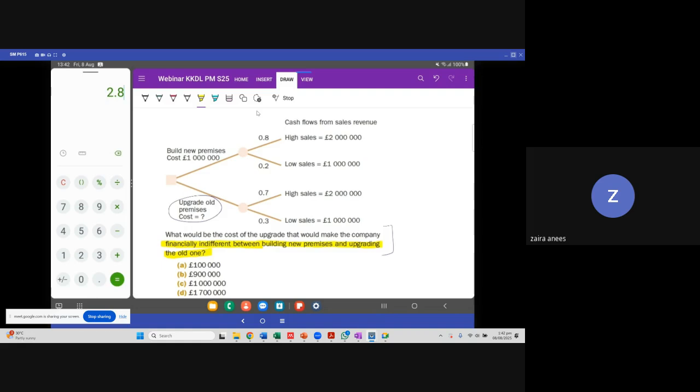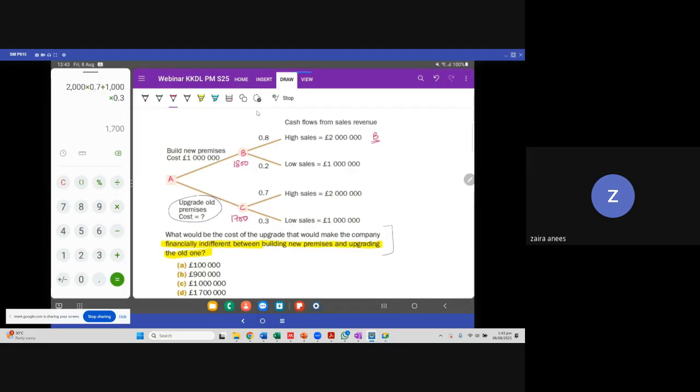See, there are point A, point B, and point C. At point B, what is the answer? There are 80% chances that it will be 2 million, and there are 20% chances that this will be 1 million, right? So here it's 1800. What about C? 2000 times 70% plus 1000 times 30%.